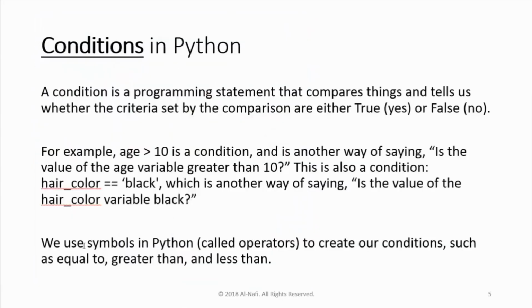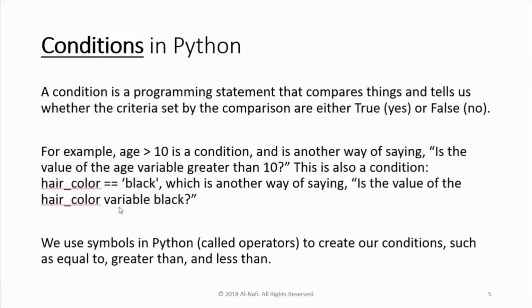So conditions in Python. The condition is a programming statement that compares things and tells us whether the criteria set by the comparison are either true, yes, or false, no. So that's the key thing to remember. जिसमें हम लोग conditions को compare करते हैं. For example, अगर किसी की age basically is more than 10, the condition is true. And if that is the case, is the value of the age variable greater than 10? If it is yes, then hair color is black equals black, which is another way of saying is the value of the hair color variable black.